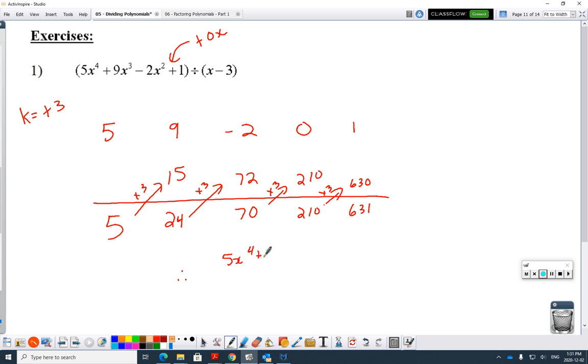Five x fourth plus nine x cubed minus two x squared plus one over x minus three equals, who'd like to take a shot at it? Okay, why is it cubed? Yeah, the first one doesn't matter. It's knocked a degree off of this whole thing by dividing by degree one. If you count backwards, this is remainder, constant, x, x squared, x cubed. It's always going to be that it's dropped a degree off, and then you just start reading them off. 24x squared plus 70x plus 210, and then the 631 didn't get divided, so it's still over x minus 3.